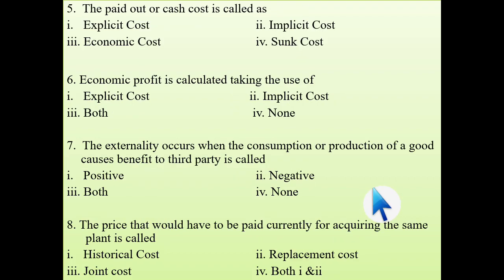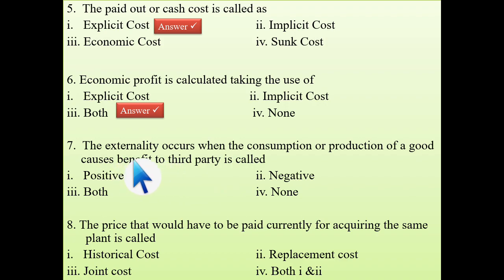Moving to the next question. The paid out cost or cash cost is called explicit cost. We know that, we have studied that. Okay, sixth question, economic profit is calculated taking the use of... well, we have known how to calculate the accounting profit and economic profit, and as you know the formula, you can easily answer that. In economic profit, both explicit cost and implicit cost are used, but in case of accounting profit, only explicit cost is used.